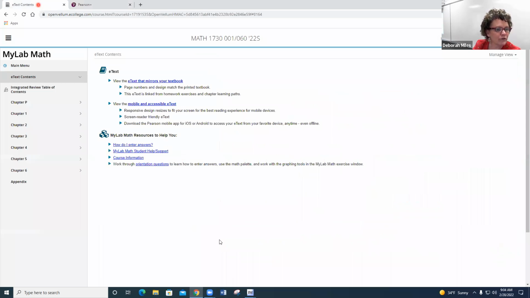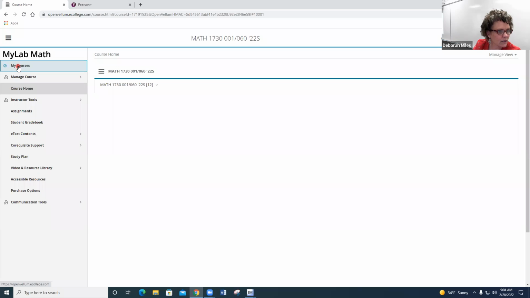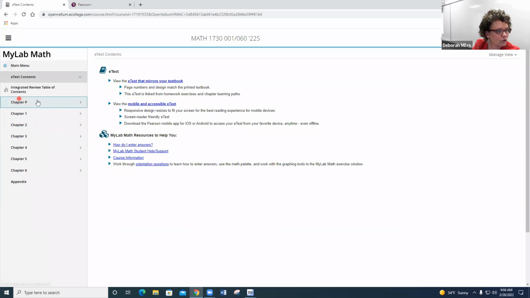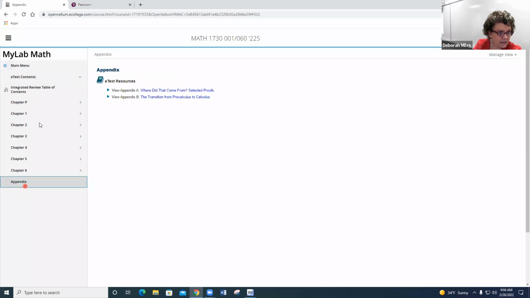When you're doing those review problems for the test and you want to check your answers, if you just go to eText Contents, it shows you chapters P through 6 and then Appendix. When you click on Appendix, it doesn't say anything about the answers. So I see why you're having trouble finding the answers. I'm going to mention that to the publisher and say, you need to fix this.